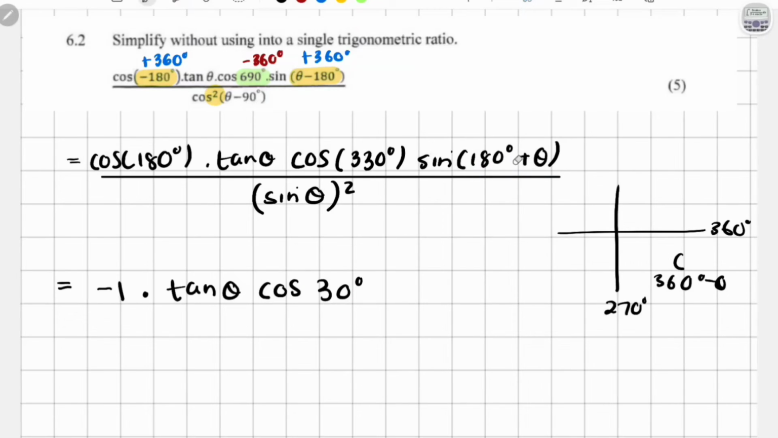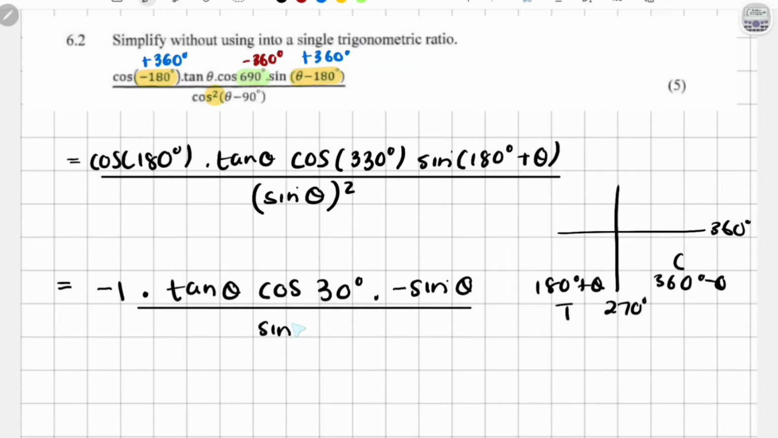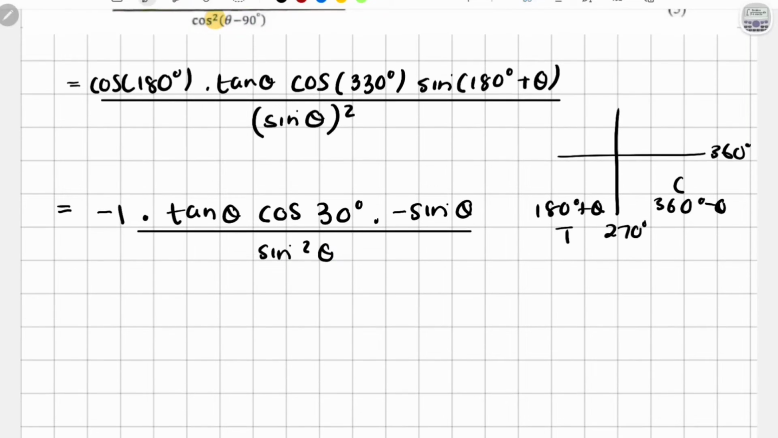Okay, then we have this as well. So sine of 180 plus theta. 180 plus theta again is in tangent quadrant. So sine is negative here because it's in tangent quadrant, so it becomes negative sine of theta. Then over that just becomes sine squared of theta. So this is equal to, now I'm seeing that we have a negative times a negative number. It will just become positive. So I know the negatives are gone.